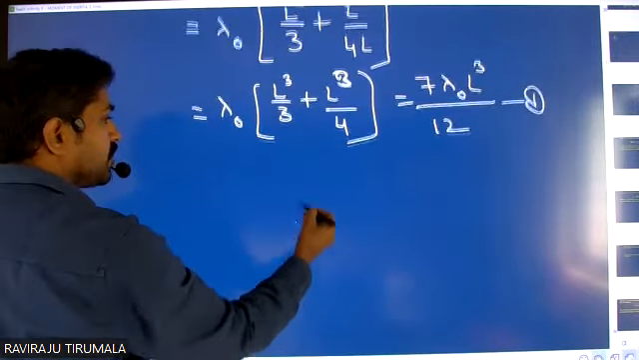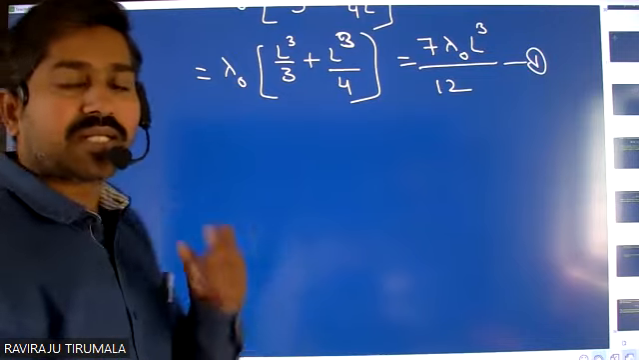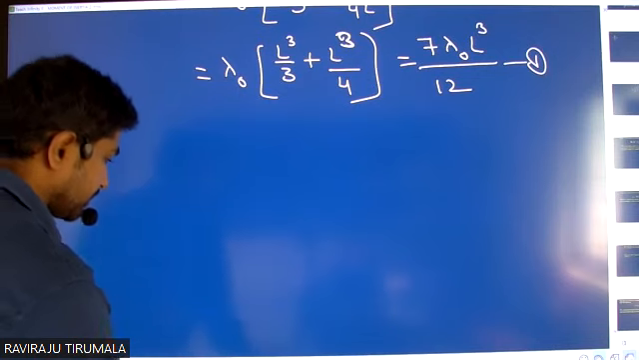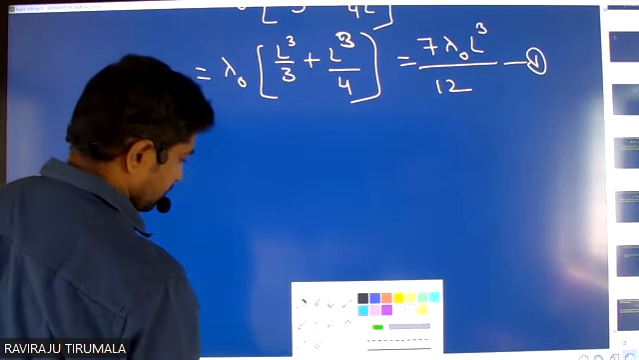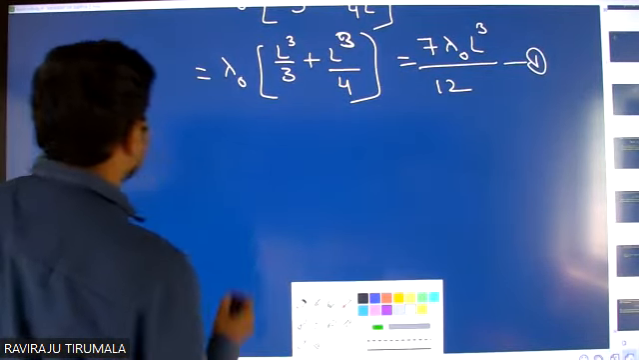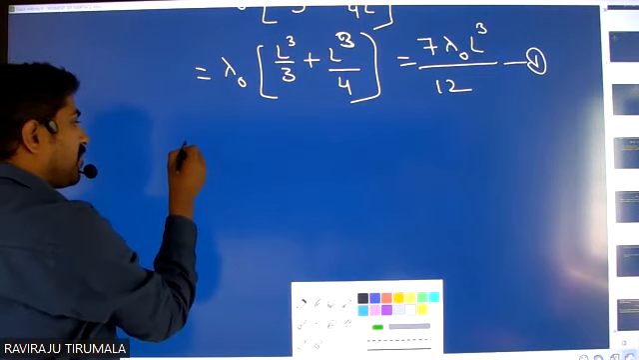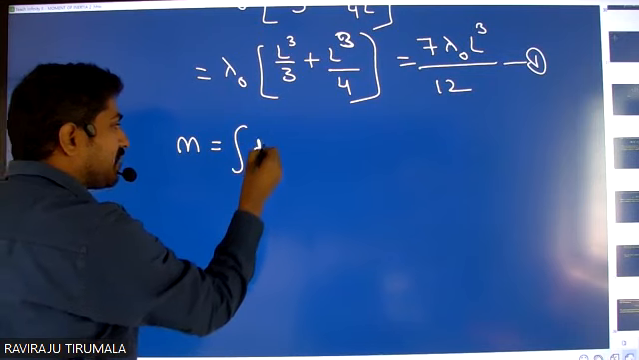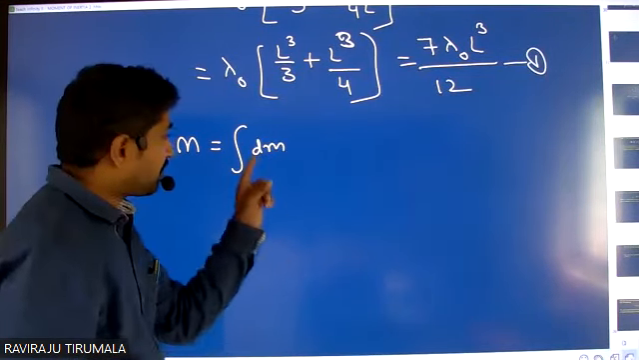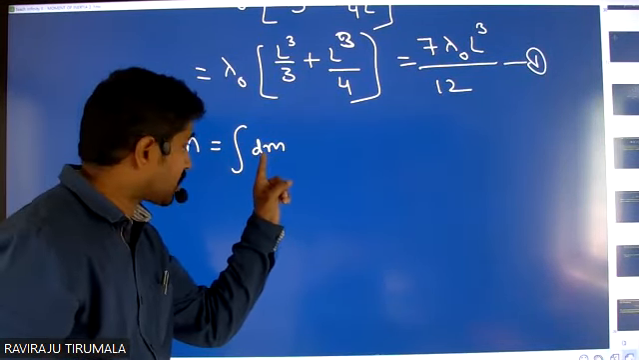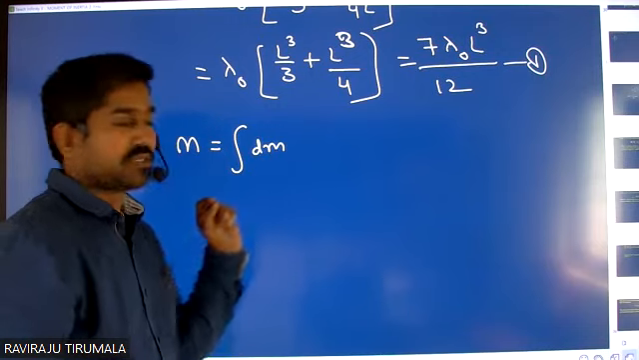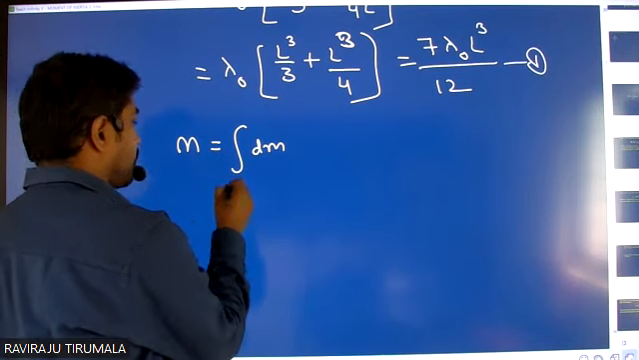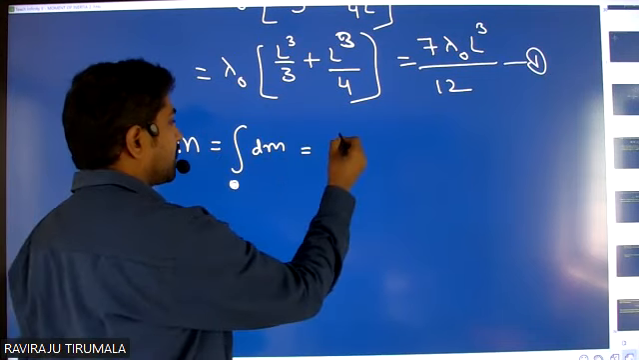Now if you want to write the value of lambda naught in terms of total mass m only, what is the formula for m? That is nothing but integral of dm only, na? At different values the mass will be different, so here also we have to use the integration method. So integration from 0 to L, of course first we better convert into another form.